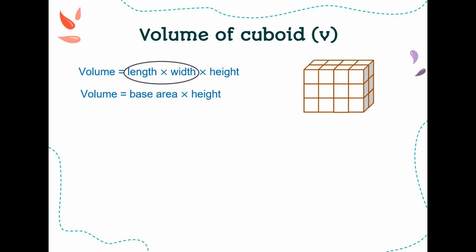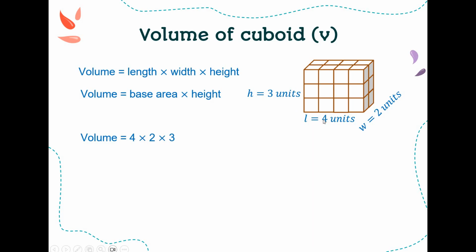Where is the length and where is the width and where is the height? Yes, this is the length and this is the width and this is the height. For our rectangular prism, or our cuboid here, the length equals 4 units, the width equals 2 units, and the height equals what? 3 units. So how can we find the volume of this cuboid? Yes, we are going to multiply 4 times 2 times 3.